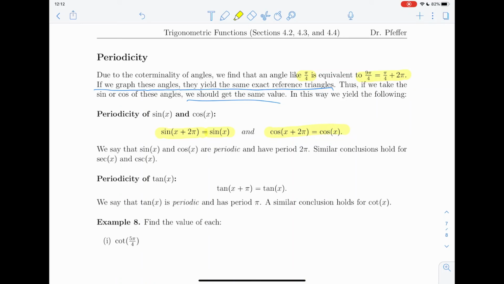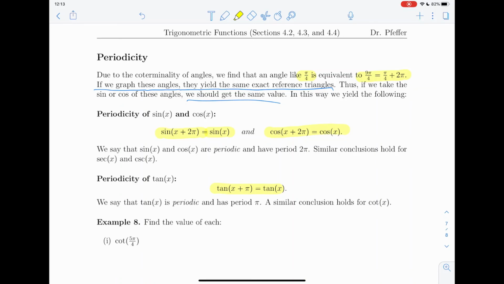Of course, if these are true for sine and cosine, then they'll be true for secant and cosecant. And what's interesting is that the tangent, because it's the quotient of sine over cosine, actually has a much smaller period. The period of tangent is actually only pi. So for tangent, it's not just coterminal angles that give you the same value. It's actually things that are sort of half coterminal.